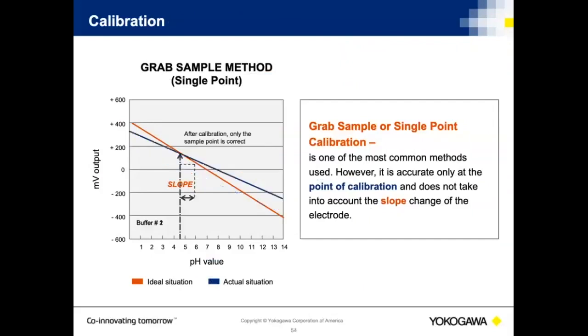Doing a grab sample only calibrates at one point. If you only do grab samples and you don't do a 2-point calibration, it's like the tail wagging the dog. You notice that as you move away from the calibrated value, the error between the actual pH value and what is being displayed becomes more and more significant.